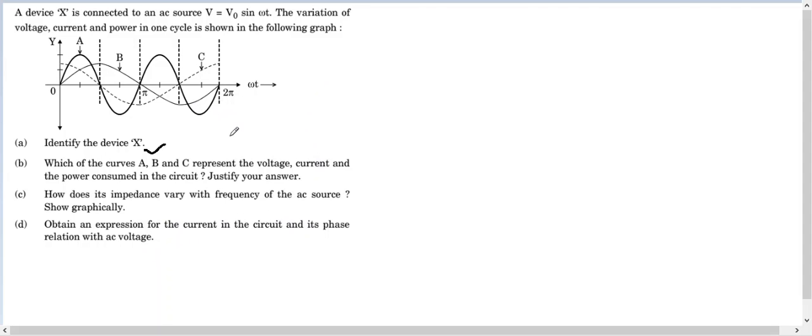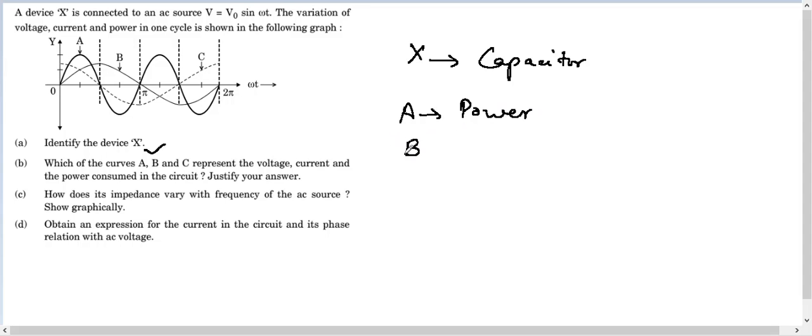So when we observe the graph carefully, we're going to note that this device X is a capacitor. Now, the curve A shows here the power consumption over the full cycle. So, A is for power. The curve B shows the voltage. So, we can see that B is for voltage. And the curve C shows the current.